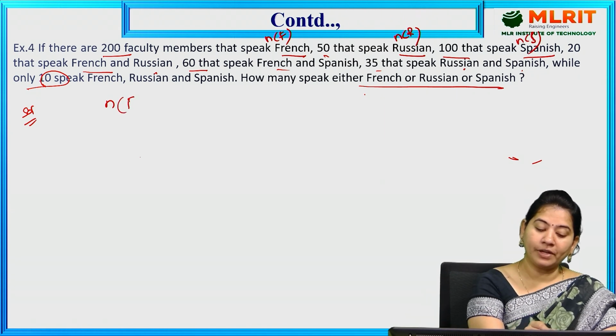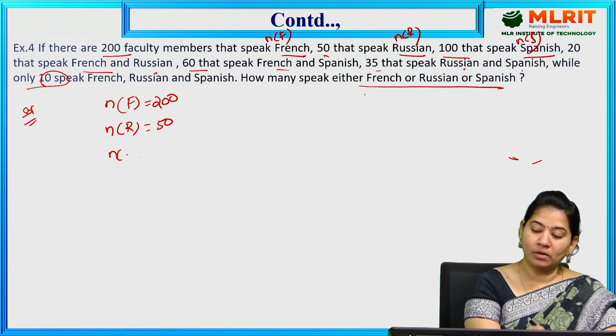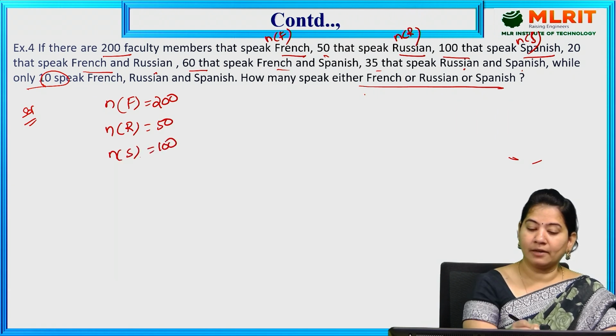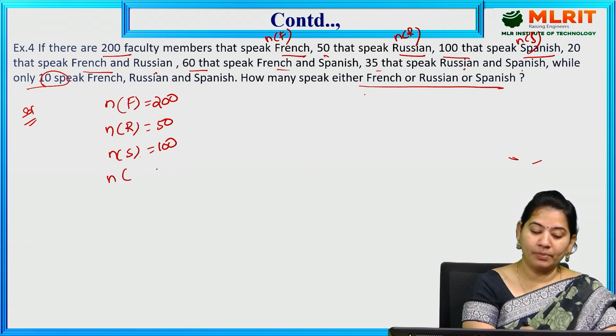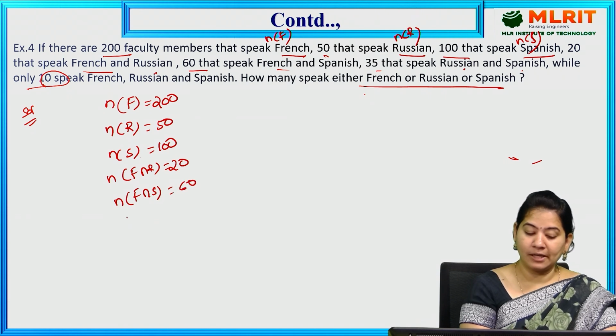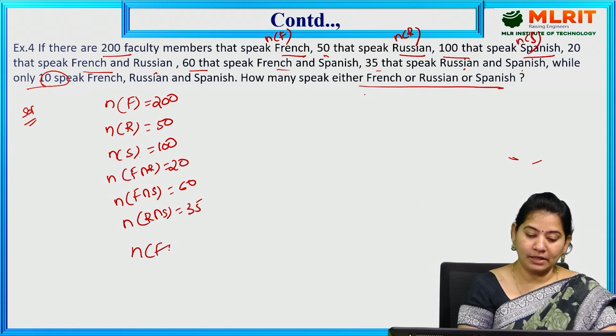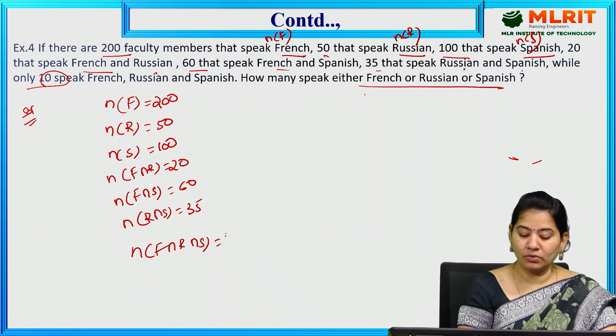Now, N of F is equal to 200, N of R is equal to 50, N of S is equal to 100. Also, we have the other 20 members, which is nothing but 20 people who speak French and Russian. So, N of F and R is equal to 20, N of F and S is 60, and N of R and S is equal to 35. And here we have F intersection R intersection S is equal to 10.